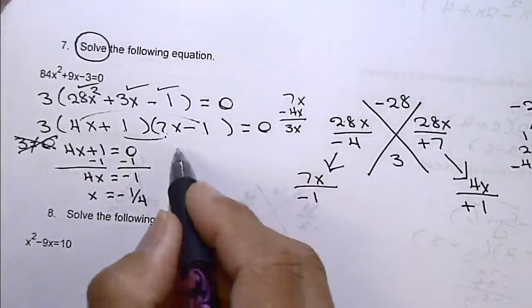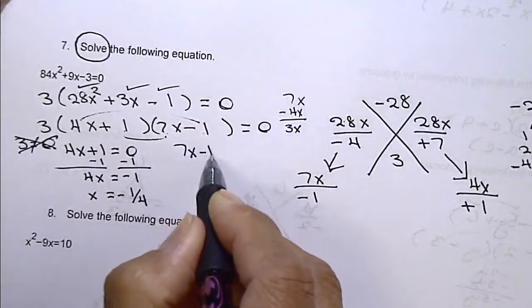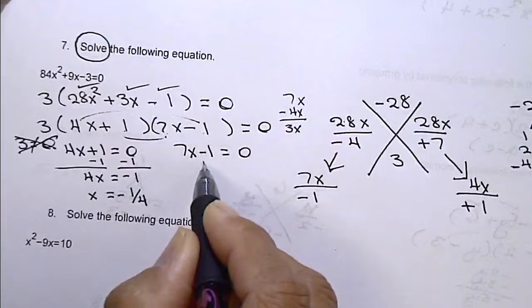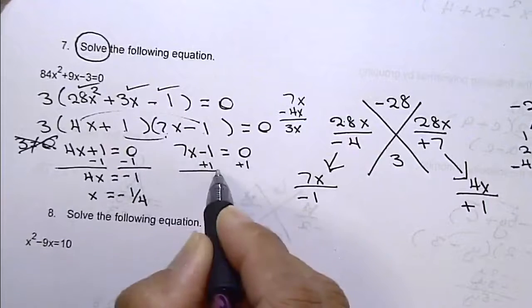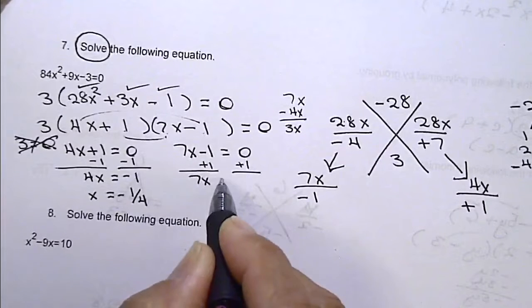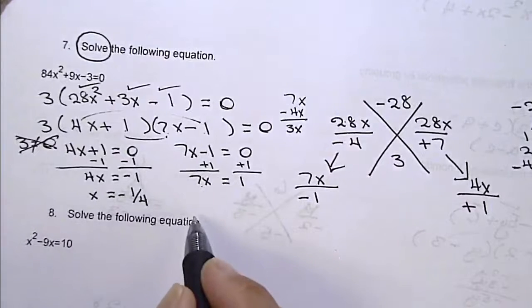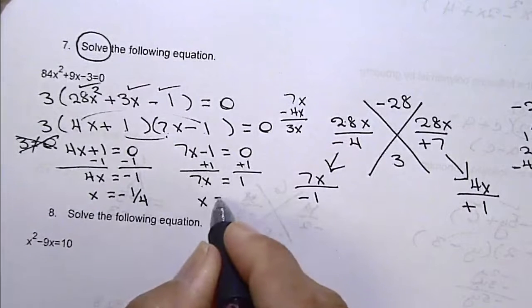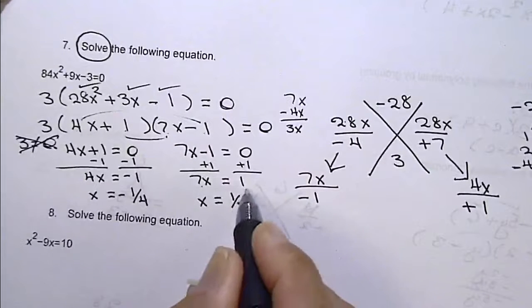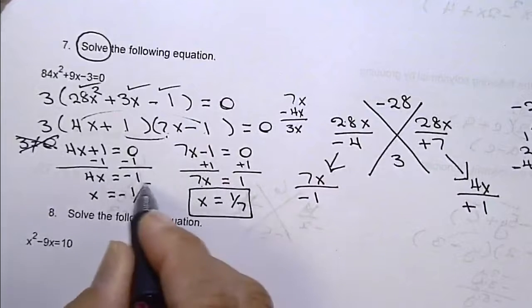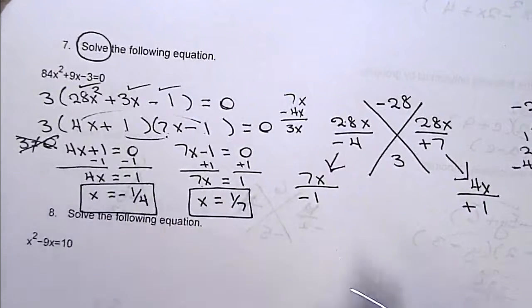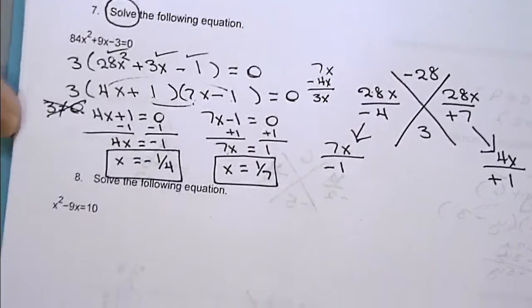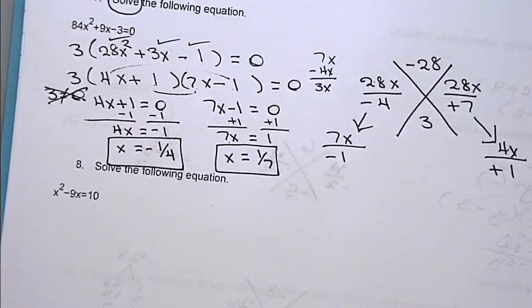Okay, next one. 7x minus 1 is equal to 0. I'm going to add 1 to both sides to get this x term by itself, and I'll have 7x is equal to 1. Dividing both sides by 7 now, I'll have x is equal to 1/7. Those are my two solutions, right? Negative 1/4, positive 1/7. Any questions on that one? You good with this? You've done a lot of my lab math, haven't you? Haven't you solved a bunch of these already?